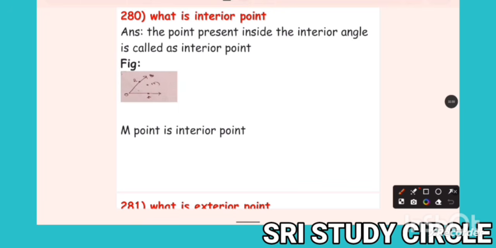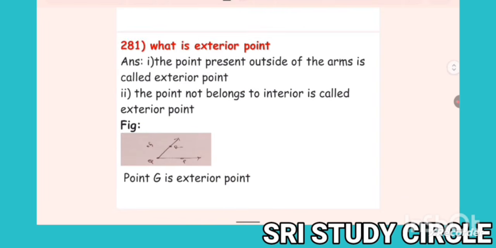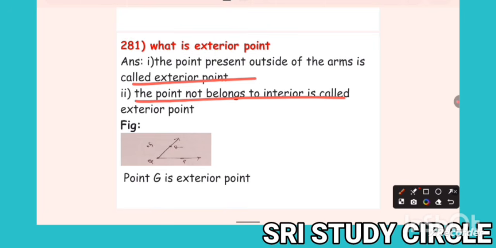What is an interior point? The point present inside the angle is called an interior point. What is here? M, inside the angle. What is an exterior point? The point present outside the two arms is called an exterior point. It does not belong to the interior. So here G is known as an exterior point.